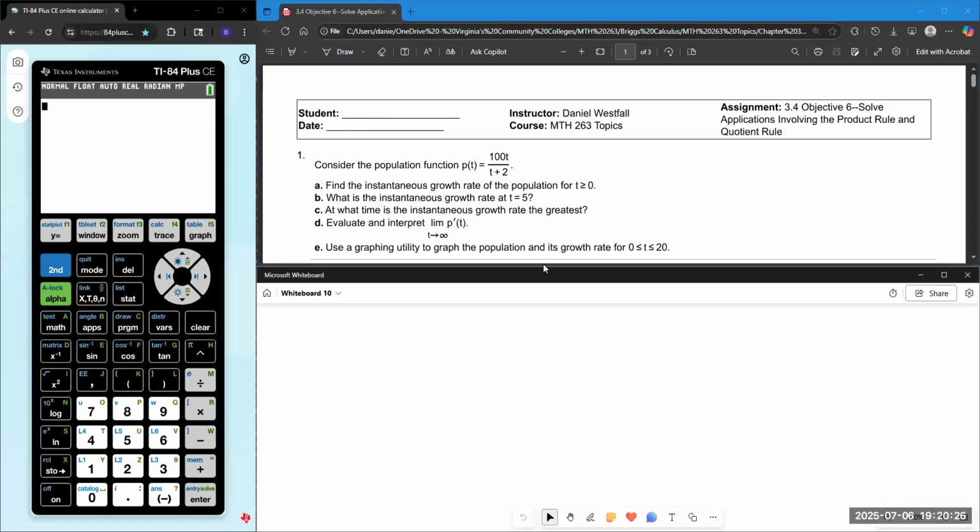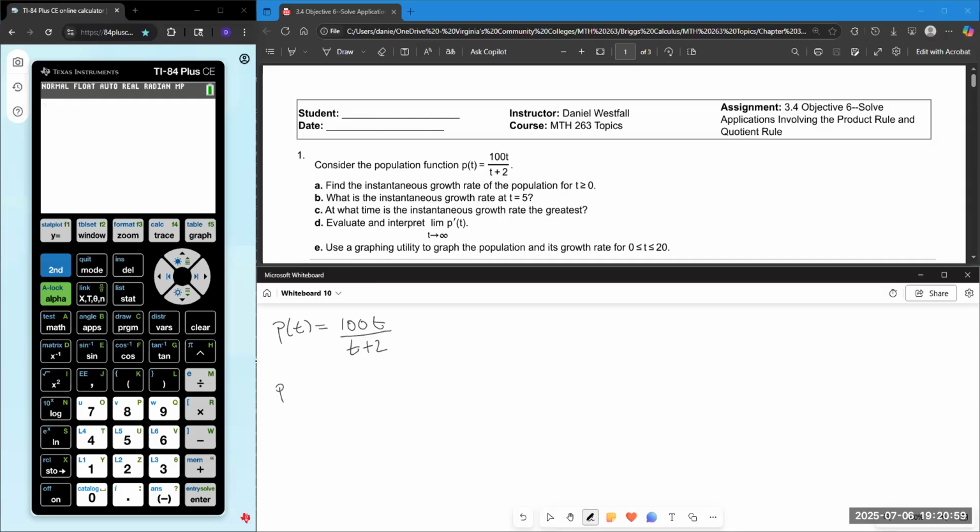All right, in this video, we're going to talk about 3.4 Objective 6, where we solve applications involving the product rule and quotient rule. Let's go ahead and look at our first problem here. Let's consider the population function P of t is equal to 100t divided by t plus 2. And we want to find the instantaneous growth rate of the population for t greater than or equal to 0, since time has to be non-negative.